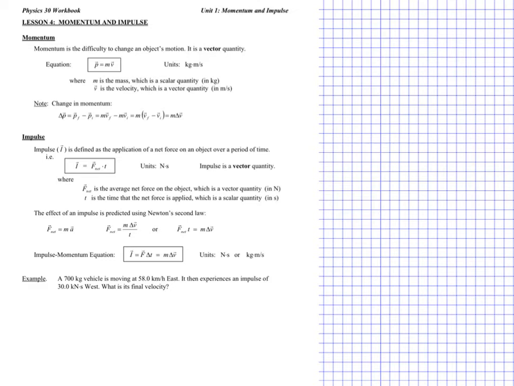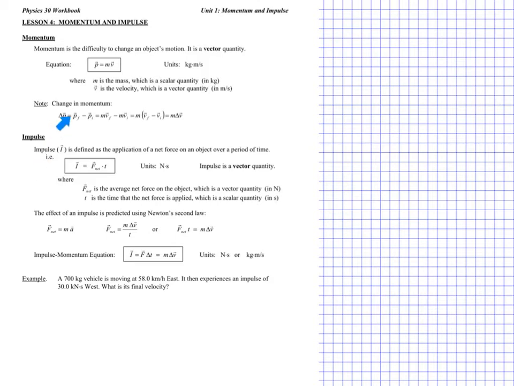But just for this video, just so that we can go through the worked example and to keep it simple, we're really just thinking about these equations. We've got our momentum equation, nice and easy. P as a vector is equal to mv. So momentum is equal to mass times velocity.